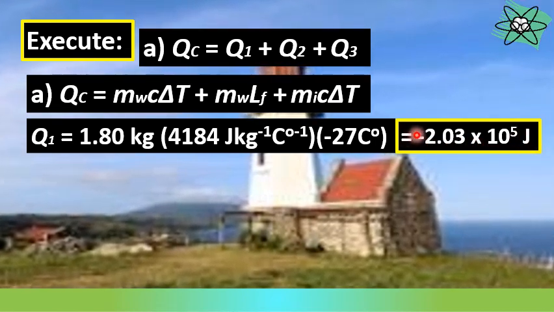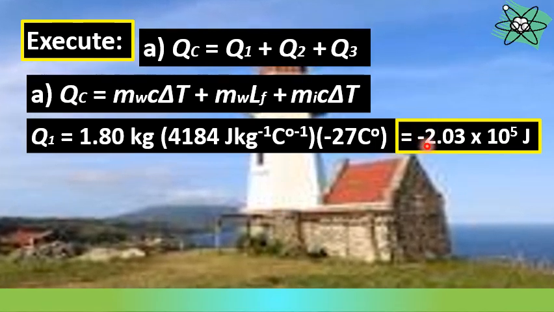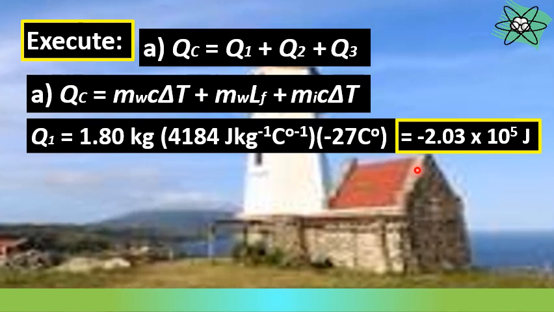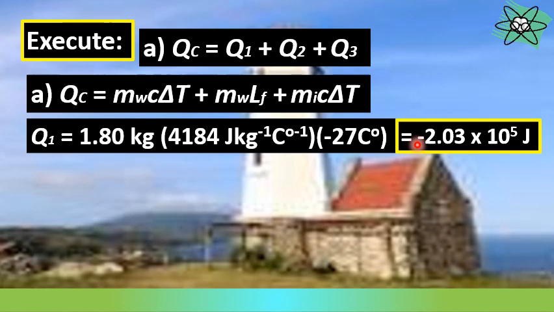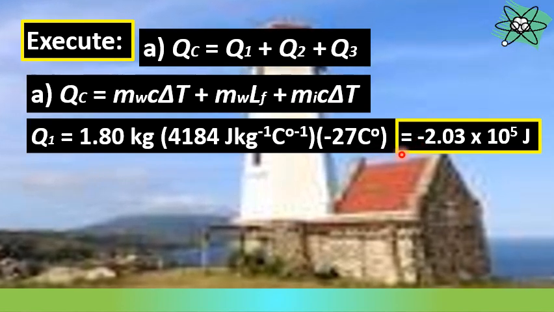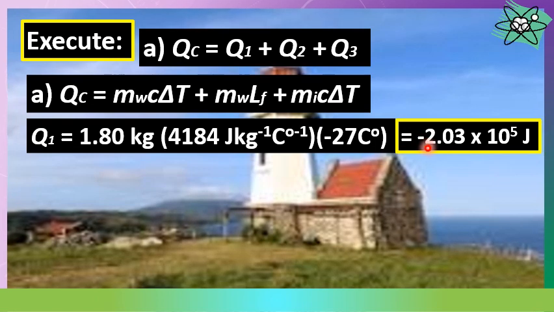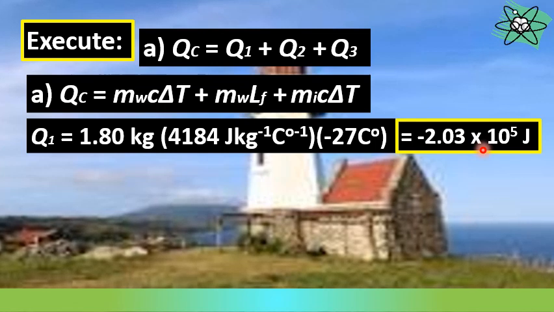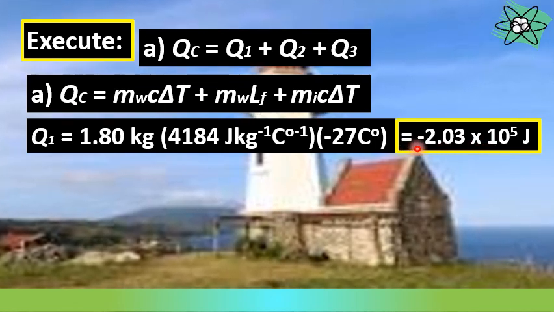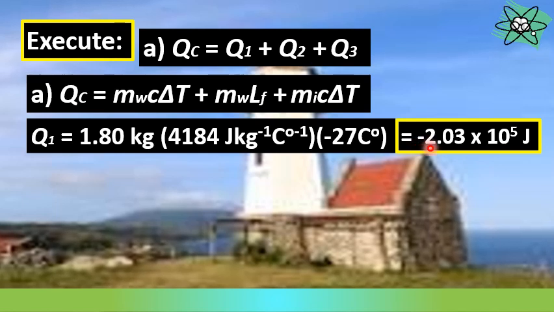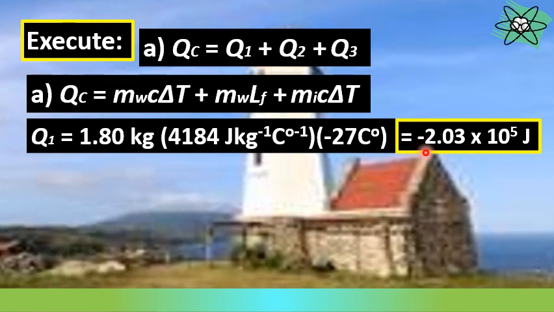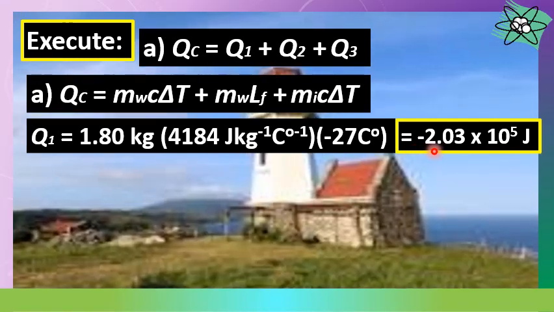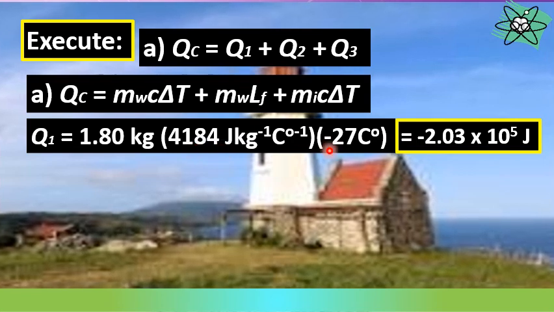The negative sign here simply indicates that the system, which in this case is the substance water, actually liberated this amount of energy. And conventionally, if a system liberates heat, the sign of Q is negative.